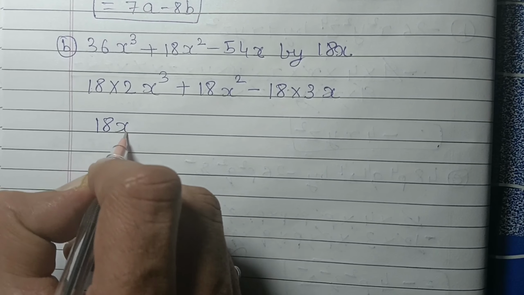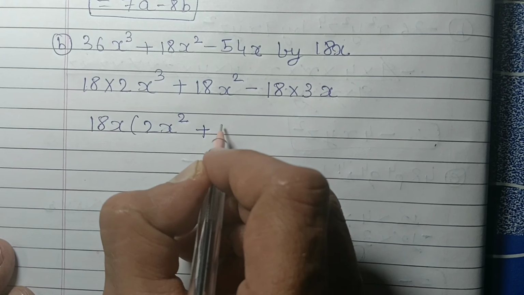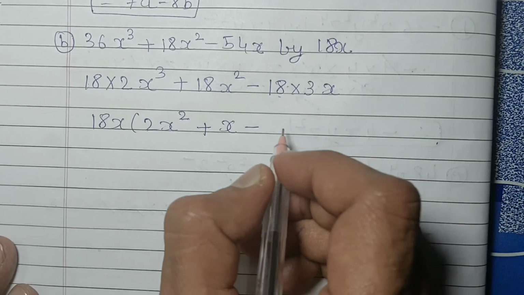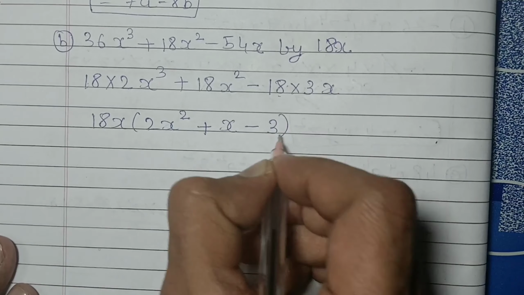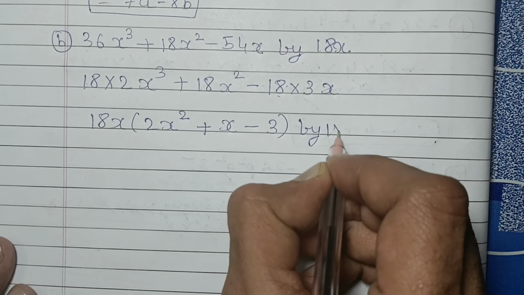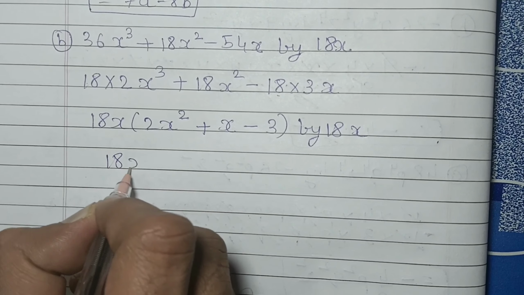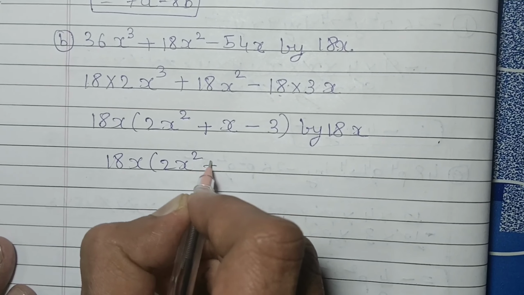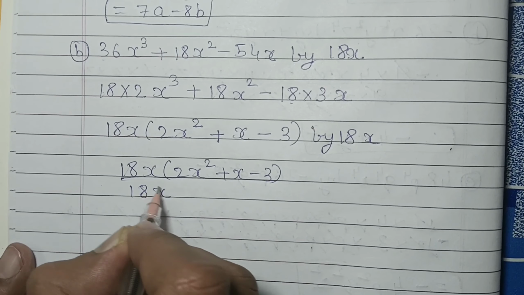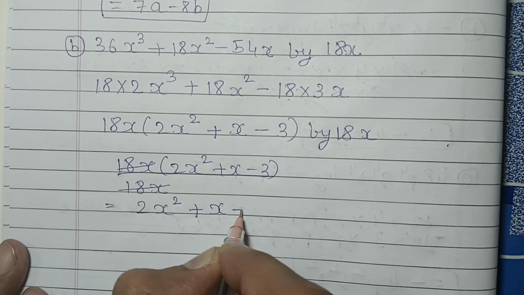So if we take out 18x common, the remaining term here will be 2x square. Here the remaining term will be x, minus, here the remaining term will be 3. Okay, and we have to divide these by 18x. So 18x times 2x square plus x minus 3 divided by 18x. 18x will be cut, so the answer will be 2x square plus x minus 3.